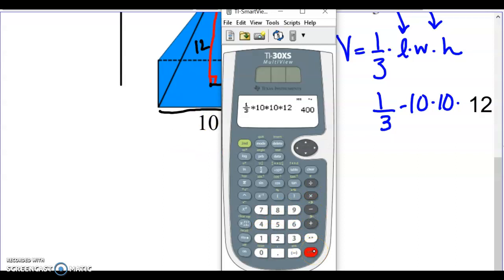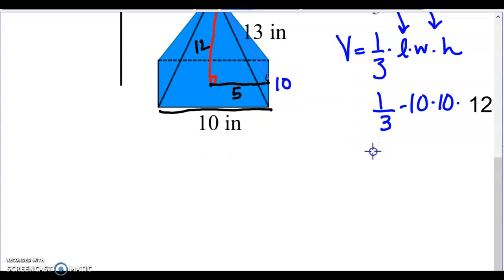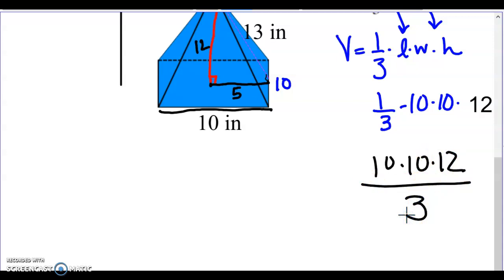Now, if your calculator doesn't have this fraction here, what I would do is go do the 10 times the 10 times the 12, right? And then 1/3 is the same thing as dividing by 3. So then we would just divide by 3, and we would get the same answer. So again, you could go 10 times 10 times 12, and then 1/3 is the same thing as dividing by 3. So either one there. So our volume on this one ended up being 400 inches cubed.